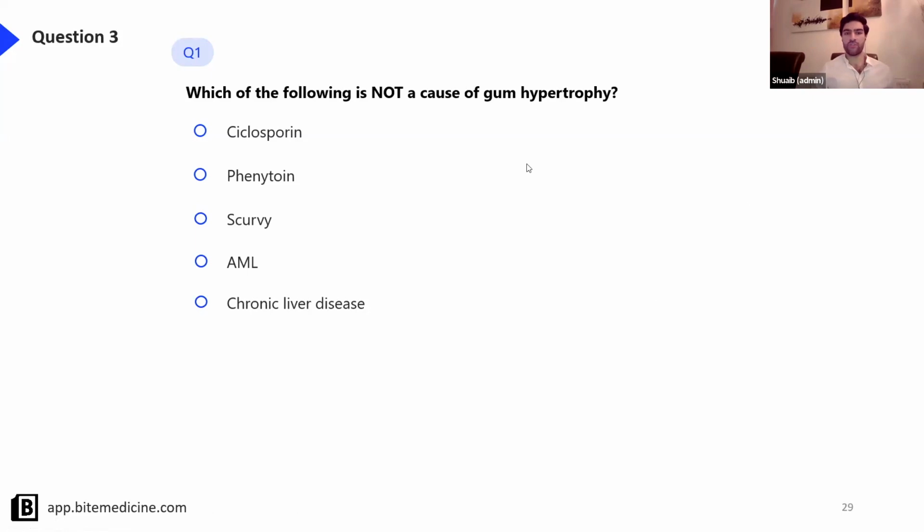So which of the following is not a cause of gum hypertrophy? Cyclosporin, phenytoin, scurvy, AML, or chronic liver disease?